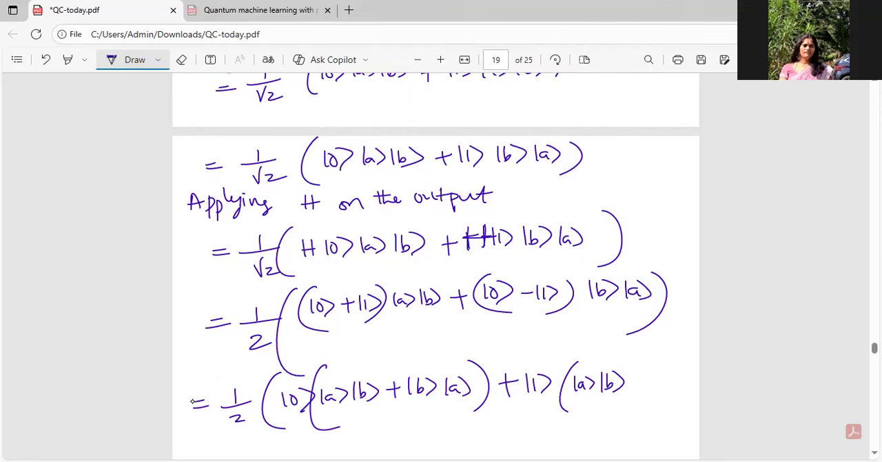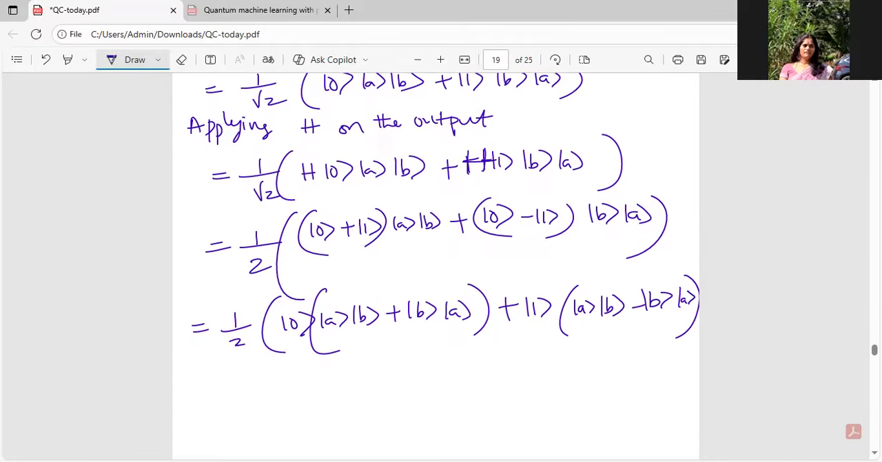Ket 1 common things if I take, there'll be a minus. Okay, just see here. Is it perfect? Is it okay?